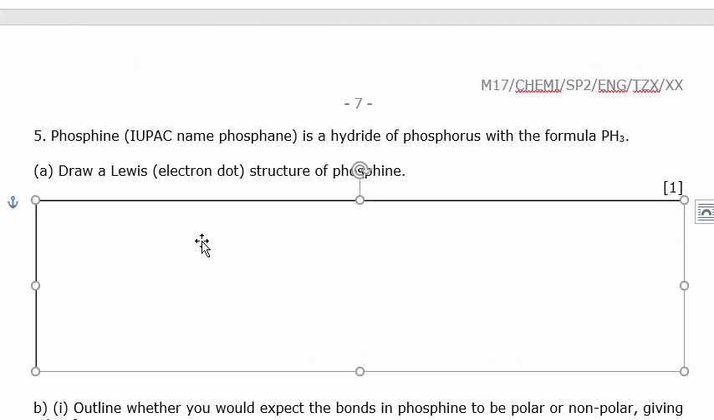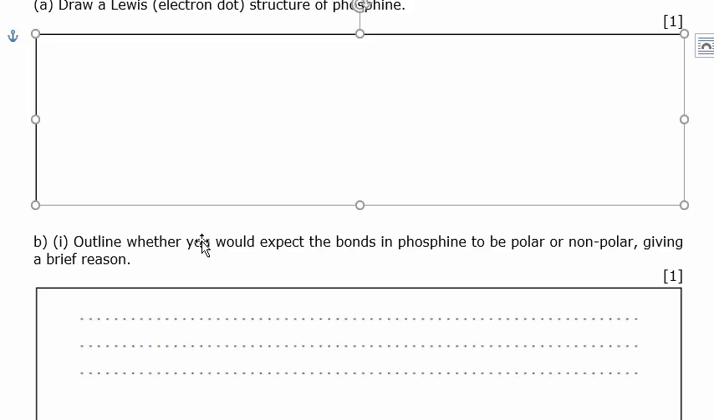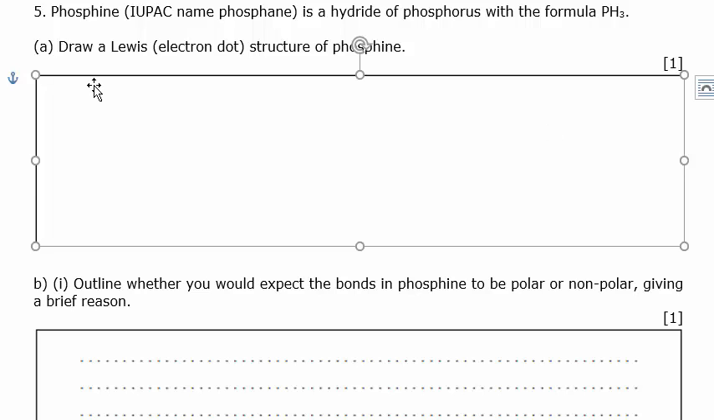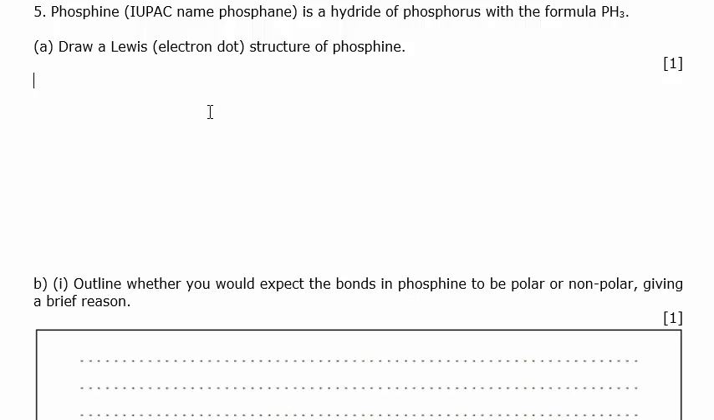Question 5. We need a phosphine. The IUPAC name phosphane is a hydride of phosphorus with the formula PH3. Draw an electron dot structure of phosphine.